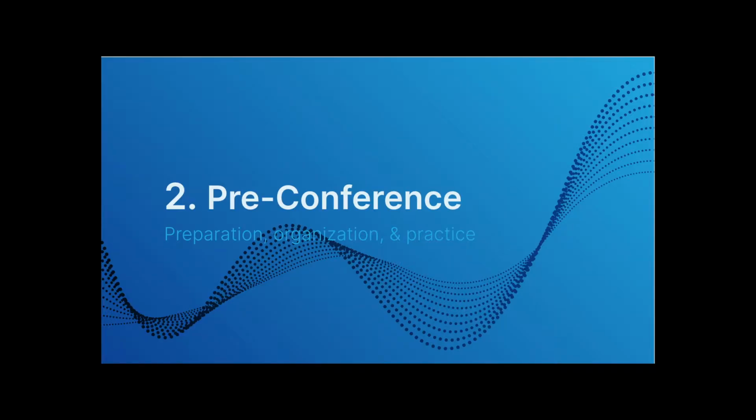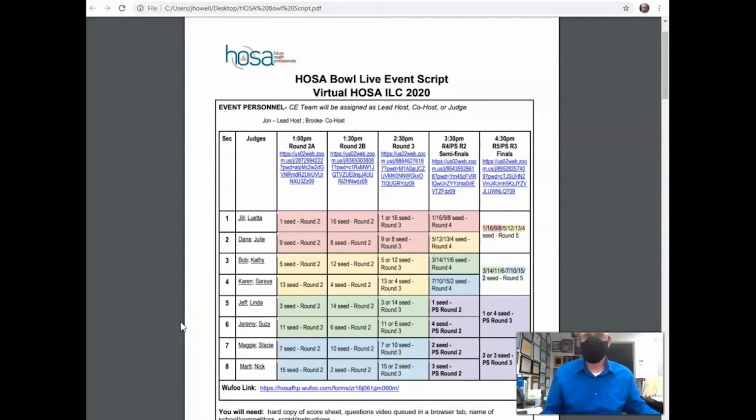Let's talk pre-conference preparation for virtual Hostable. The first thing you want to do is to ensure that you have questions for rounds 2 through 5, as well as a key for these questions. You'll want to send both the questions and the key to the event management. That way they can review the questions and ensure that all possible correct answers are present on the key.